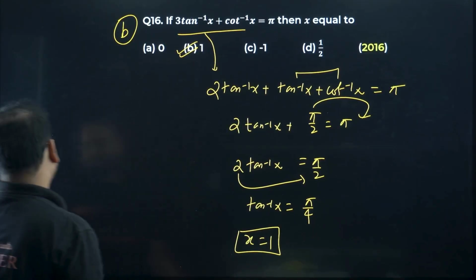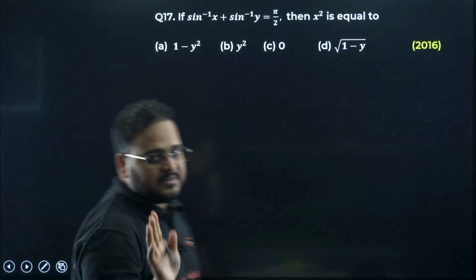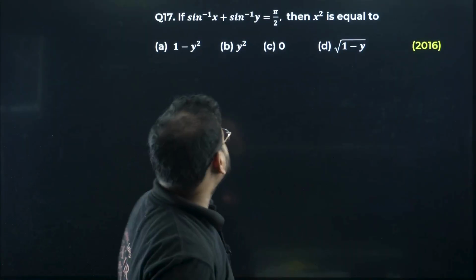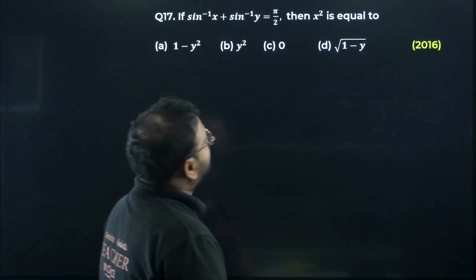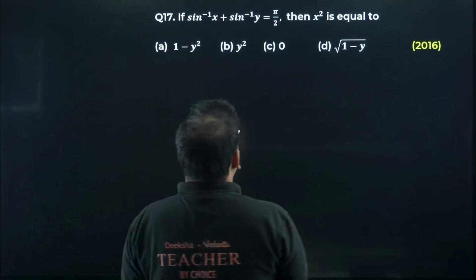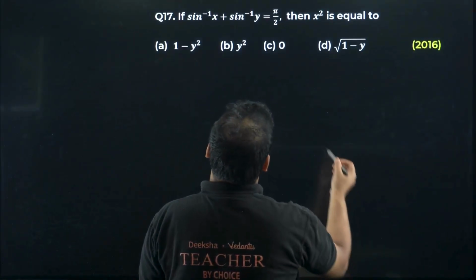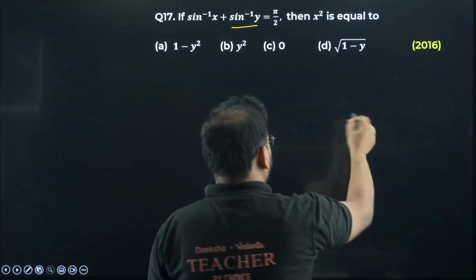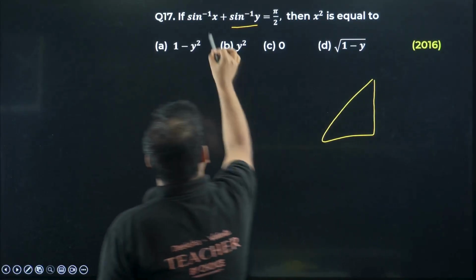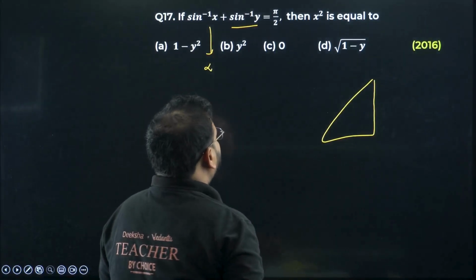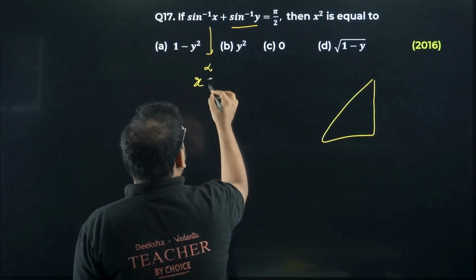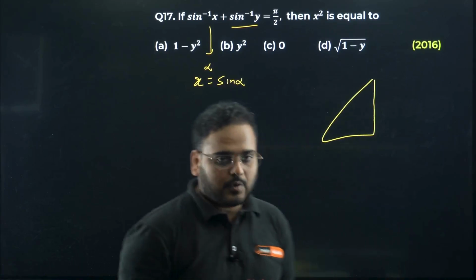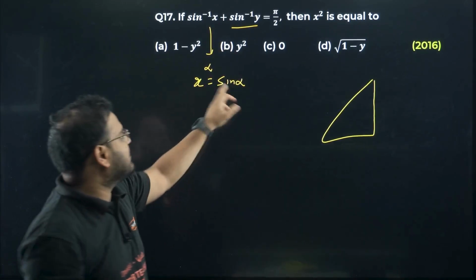Let's solve it. 17th one. 16th was very easy. Try to solve it from your side, then you take help from my solution. Okay. 17th one. Sine inverse of x plus sine inverse of y is pi by 2. The next one equals to what? Same thing I can do for this also. Take this as angle alpha. What I've done, taken sine inverse of x as alpha, so I get x as sine alpha.